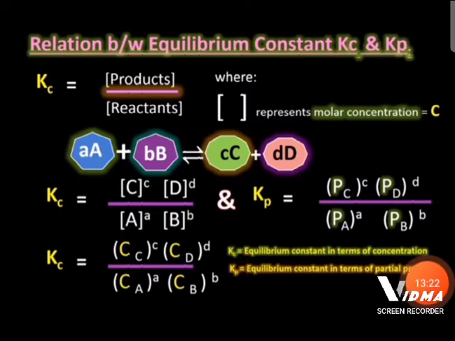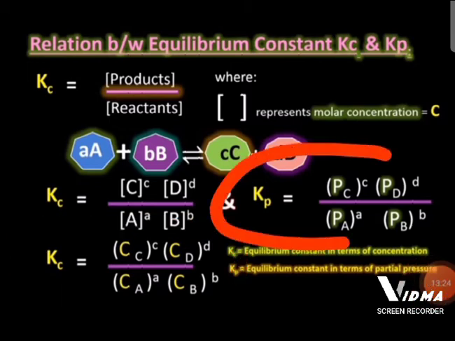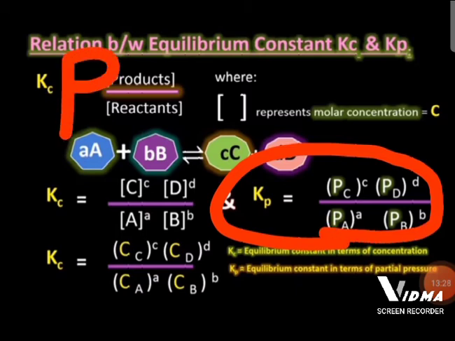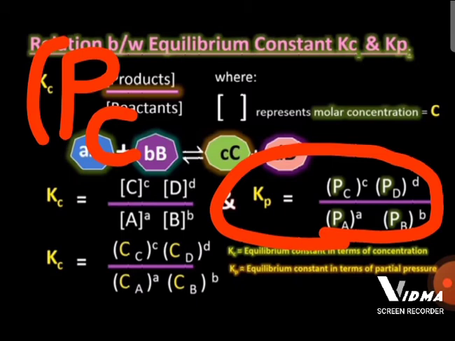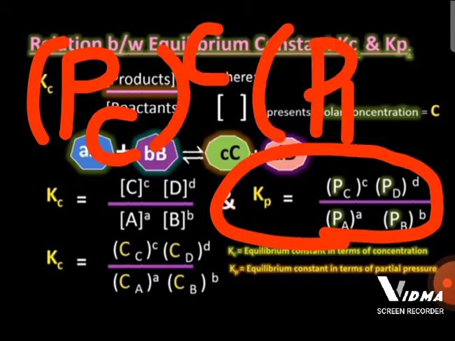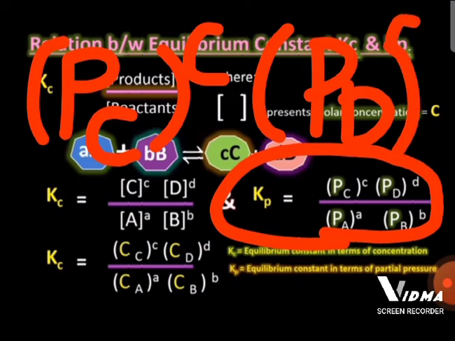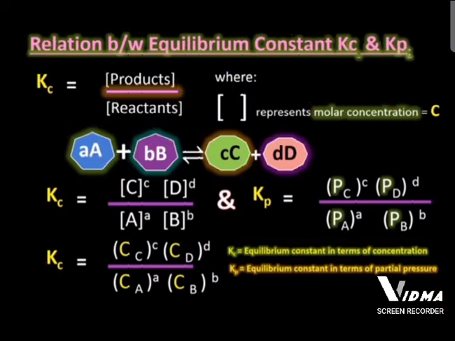Like this, we are going to represent Kc in terms of concentration. And the same expression in terms of partial pressure, we have to write like this. How? Partial pressure of product C raised to power c, partial pressure of product D raised to power d, divided by partial pressure of reactant A raised to power a and partial pressure of reactant B raised to power b.